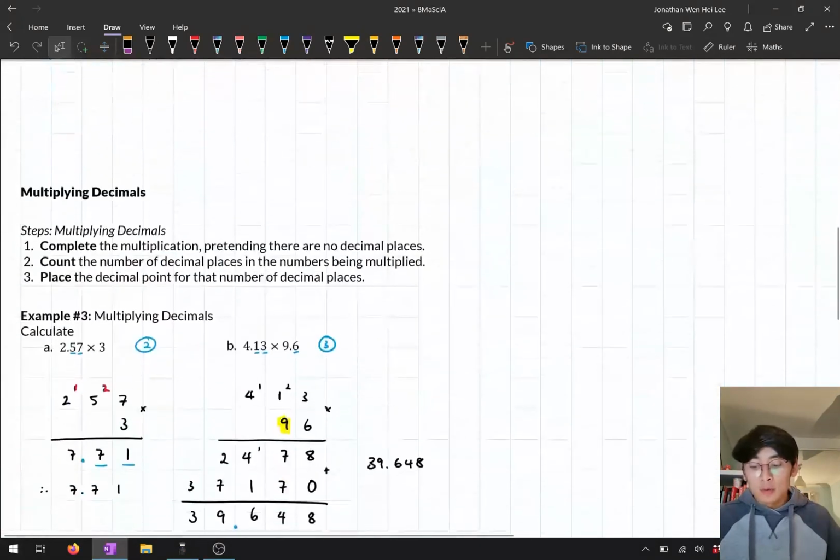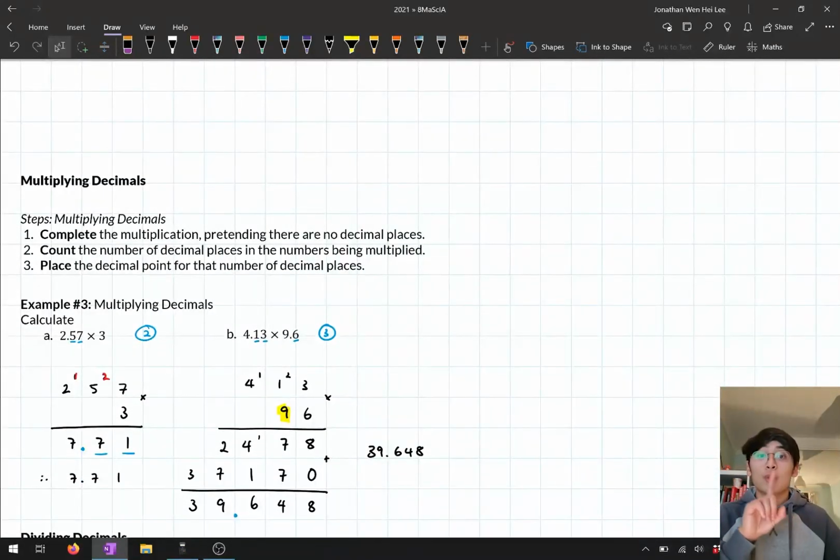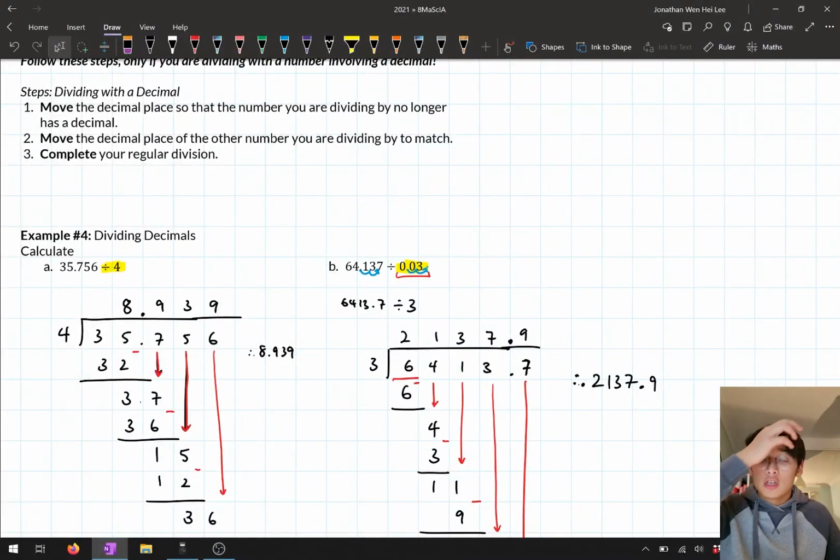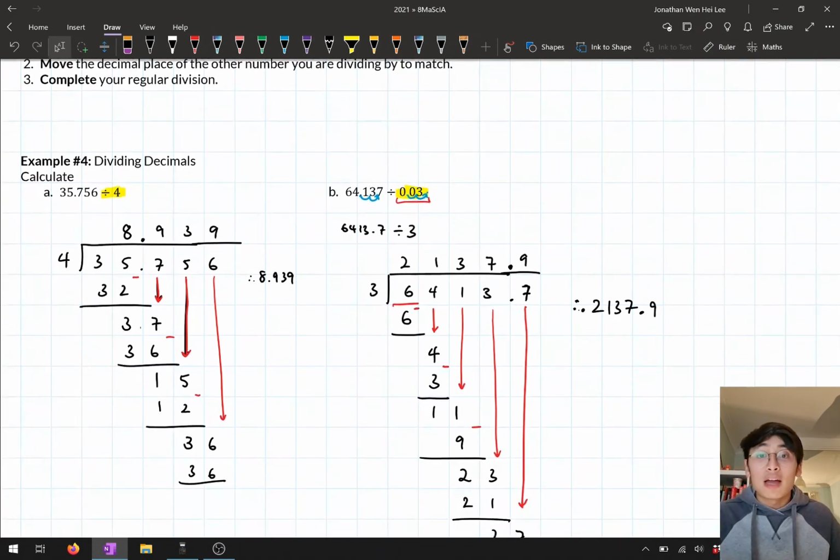Then the next thing that we did was we multiplied by decimals. So what we did first was we treated the multiplication as if there were no decimals. So we did long multiplication first. Then once we've done that, we're going to count up the number of decimal places in both of the numbers, and just put in the decimal point at the correct spot. Then the final thing that we did was just dividing. And so here we had to do our long division. And if we had a decimal, we had to move the decimal point to the right, just so we can get rid of the decimal, and we had to do that the same for the other number.